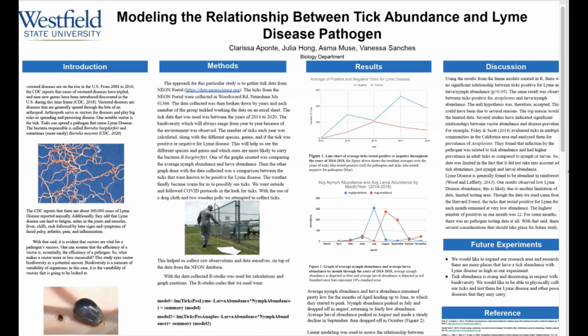Is there a correlation between vector biodiversity and reports of vector diseases? This is the question that is trying to be answered in this project. Biodiversity is a measure of variability of organisms. In this case, it is the variability of vectors that is going to be looked at.